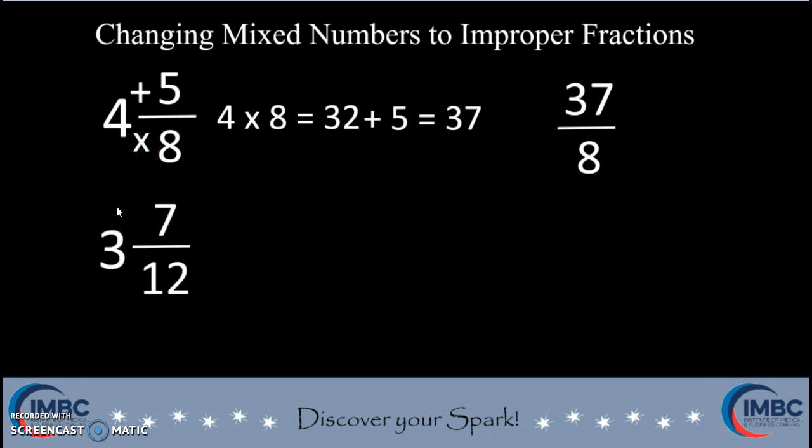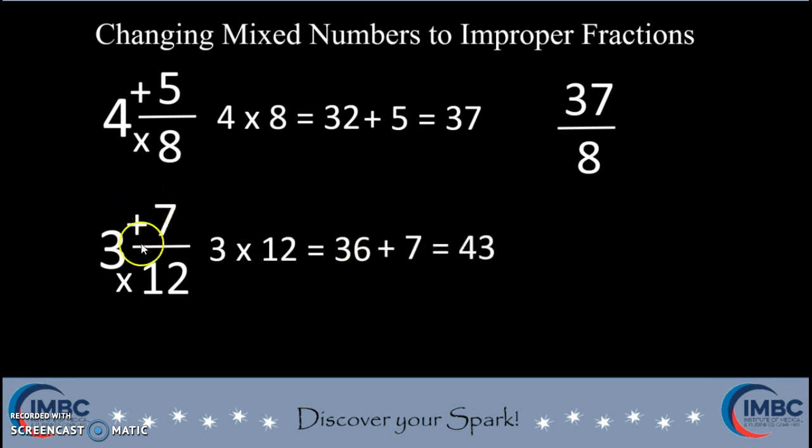Let's try another one. 3 7/12. 3 times 12, which is the whole number times the denominator, is 36. We take the product, which is 36. We add the numerator, so plus 7. 36 plus 7 equals 43. We have 43 as our numerator. Our denominator is our 12. So our improper fraction is 43/12.